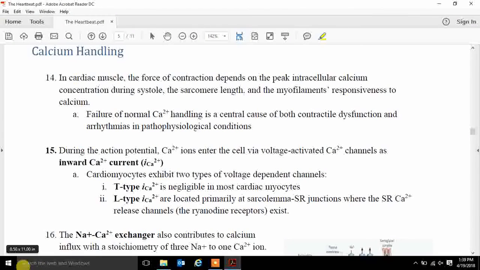Okay, so if you've had muscle physiology or 335 and even AMP, you know that calcium and the handling of calcium is going to be required in order to get us that force production. And in cardiac muscle, the force of the contraction is highly dependent on peak intracellular calcium concentrations during systole. The sarcomere length, so that's length tension relationship. The myofilament's responsiveness to calcium is also going to come into play. So if we screw up handling of calcium, things just go to hell. We get contractile dysfunction, we start seeing arrhythmias, and these are really what's driving a lot of the pathophysiological conditions we see in cardiac tissue.